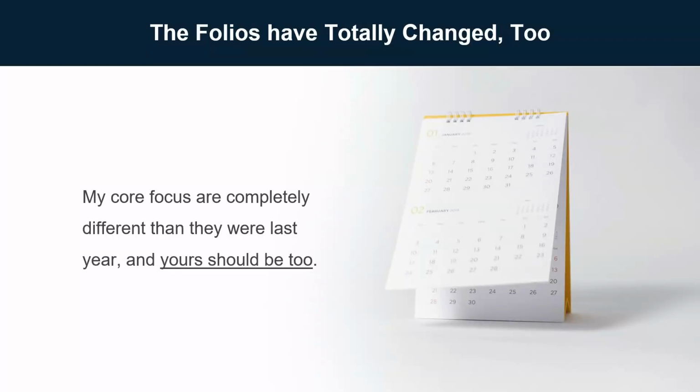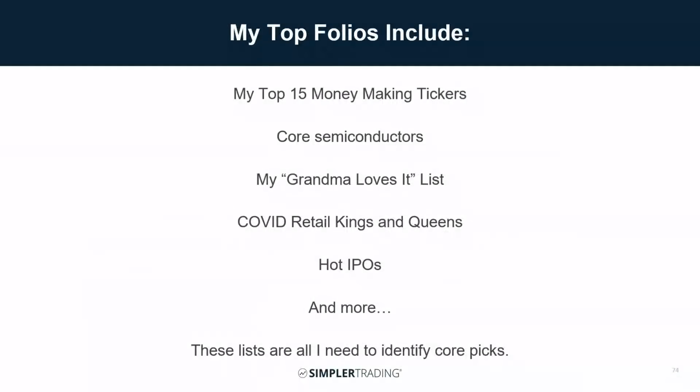So folios, these have changed as well, okay? My core focus is completely different than it was last year, and yours should be too. Currently, my top folios are number one, my top 15 money-making tickers. Number two, the core semiconductors. Number three, the grandma loves it list.